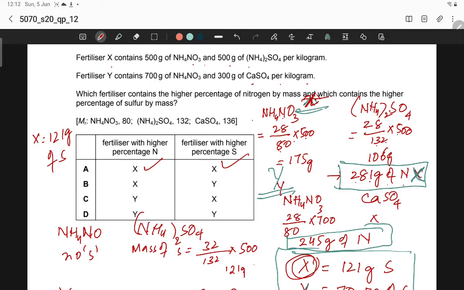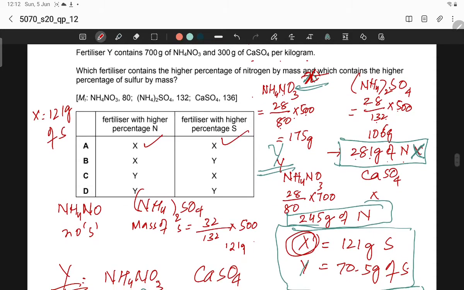Now let's check Y. Y contains 700 gram of ammonium nitrate. Ammonium nitrate has 28 nitrogen divided by 80, the Mr of ammonium nitrate, times 700. This will contain 245 gram of nitrogen, while calcium sulfate has no nitrogen, so the mass of nitrogen in this compound is 0.